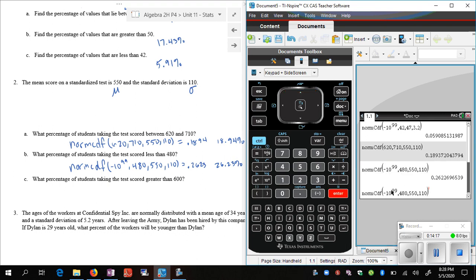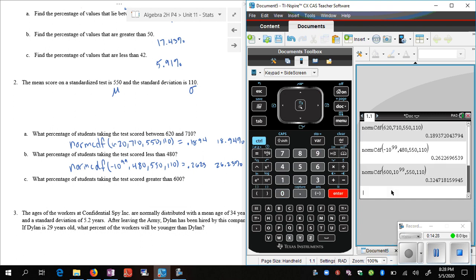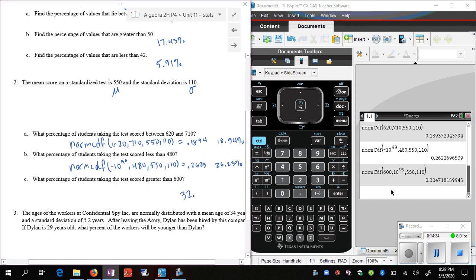And the last one here, I'll try to get in before the 15-minute mark. For that one, we're going to go 600 and above. We get 32.47%. All right, I'm going to stop there and leave the rest of these for you to practice.